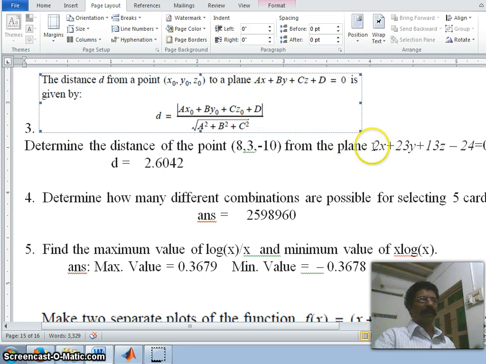Therefore, if we compare the equation, capital A is 2, b is equal to 23, c is equal to 13, and d is equal to minus 24. If we compare these 2 points, x naught is 8, y naught is equal to 3, z naught is equal to minus 10. Once we know the values of a, b, c, d, x naught, y naught, z naught, we can calculate this distance. For simplicity, I will take this as x, y, z instead of x naught, y naught, z naught. Let us do that one.